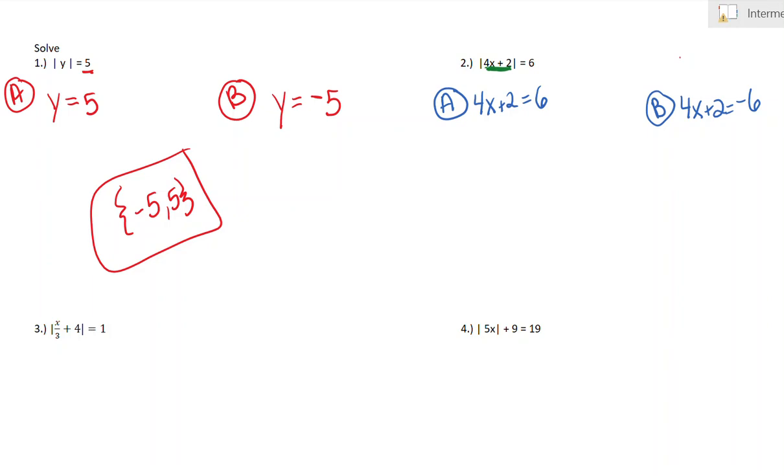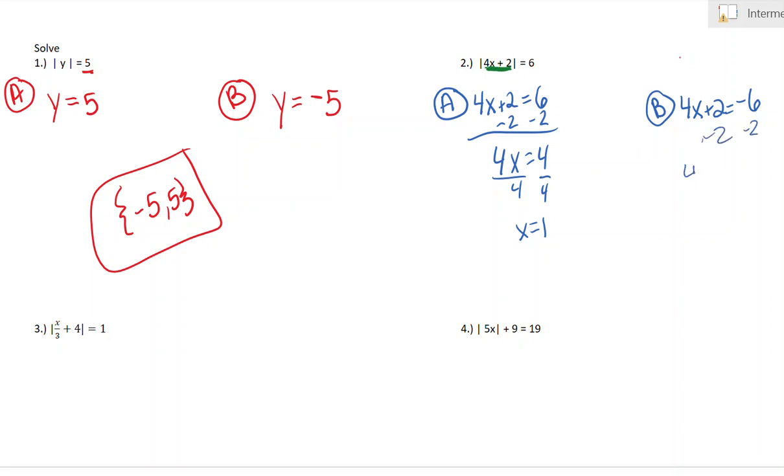So when we go to solve this, we subtract 2, and I get 4x equals 4. I'm going to divide by 4, and I get x equals 1. Over here, I'm going to subtract 2, and we're going to get 4x equals negative 8, and then we divide by 4, and we get x equals negative 2. So my solutions are negative 2 and positive 1.